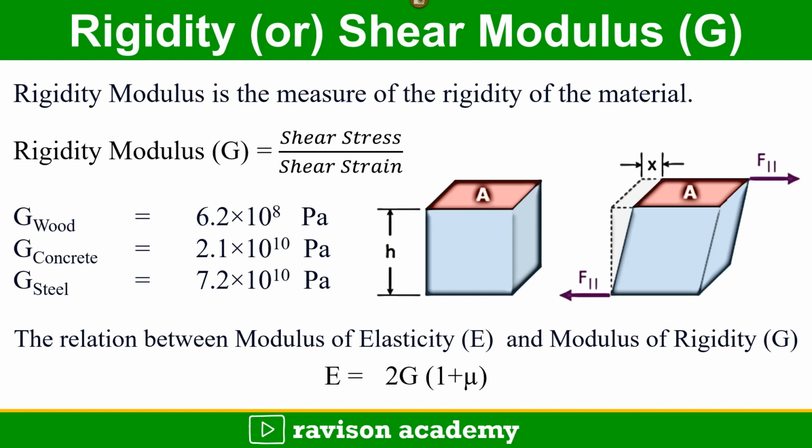so we can tell that steel is very rigid compared to wood. The relation between Young's modulus and modulus of rigidity is given as E = 2G(1 + μ), where G is the rigidity modulus, E is Young's modulus, and μ is the Poisson's ratio.